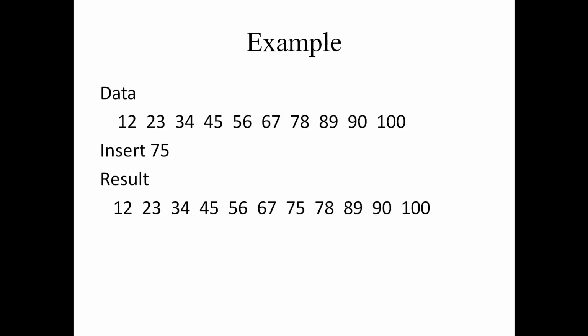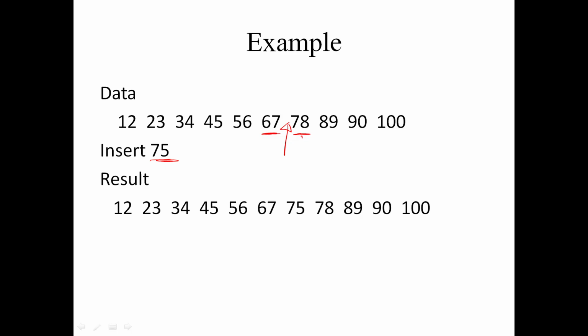Now we shall see an example. 12, 23, 34, 45, 56, 67, 78, 89, 90, 100. If you observe, the array is already sorted. Now we want to insert 75. So 75 should come after 67 and before 78, in between 67 and 78. So all elements from 78 onwards are shifted one position to the right. Then 75 is inserted, and only then does the array remain sorted.